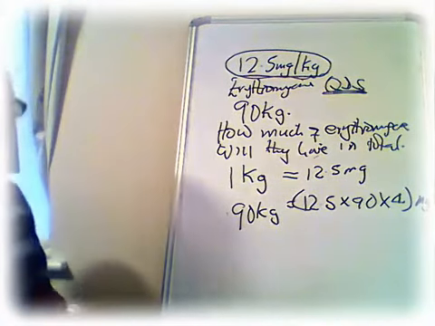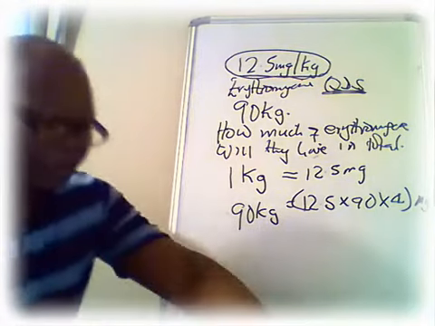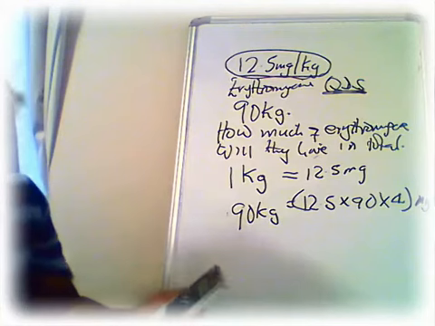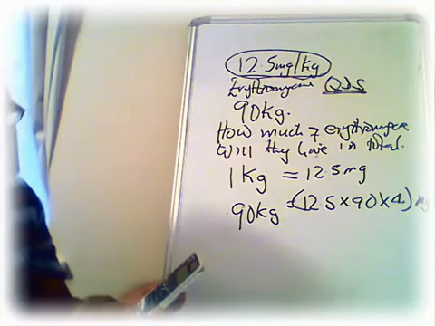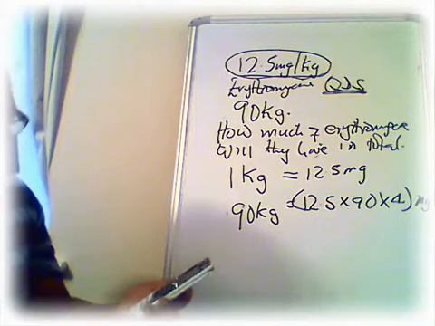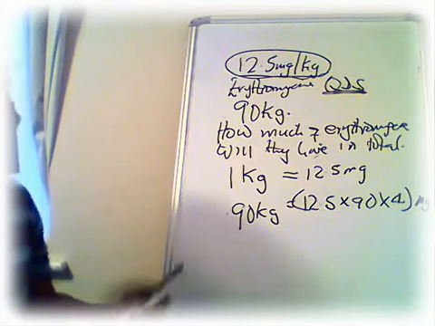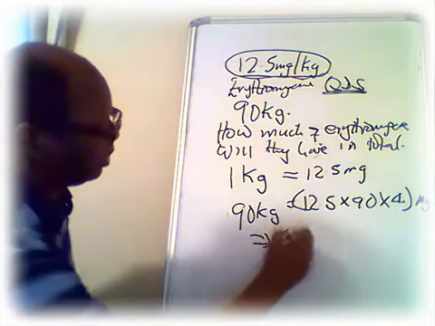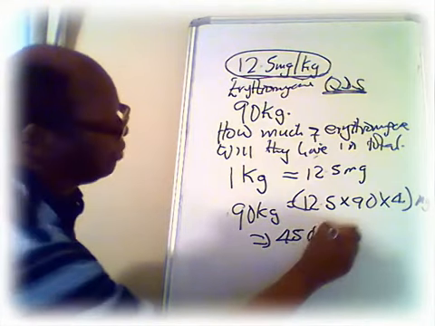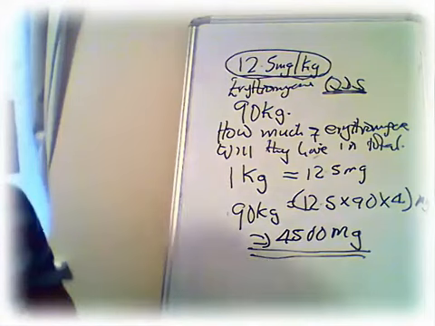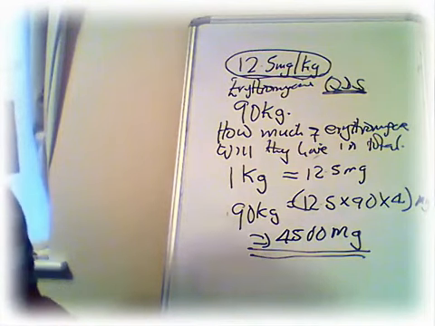Okay, so that's the way we should work. Then in modern days it's easier. Okay, there are calculators. So we take the calculator. Then we have 12.5. We are multiplying by 90 and multiplying by 4. Then I'll get the answer as 4,500. So this will give me 4,500 milligrams. So that's the total of how much this patient needs to receive. All right, I hope that helps.